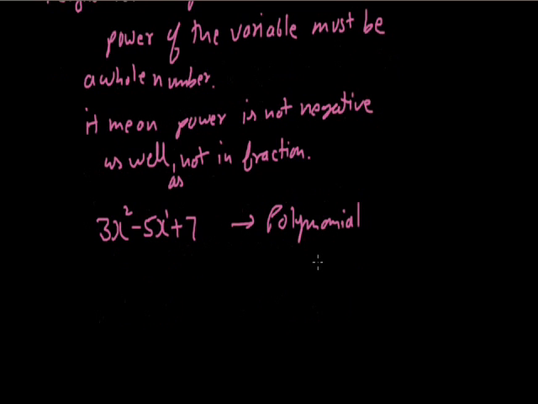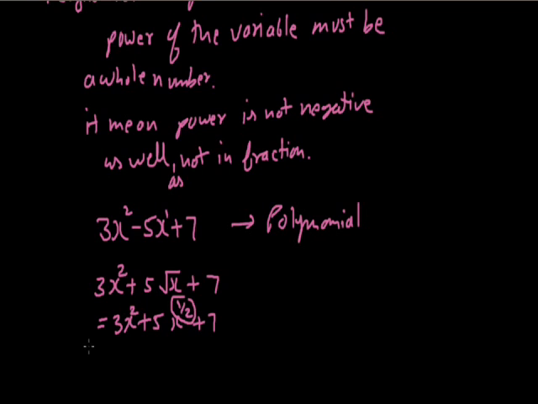Now let's take another example. Is it a polynomial? Let's check the powers of the variables first. Here the power of x is 2, so it is a whole number, correct? Now here the power of x is 1 by 2, which is a fraction. Root x can be written as x raised to the power 1 by 2. This is a fraction, so it is not a polynomial.